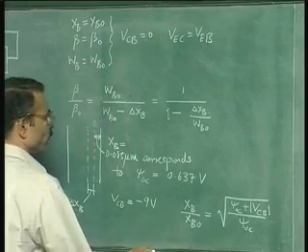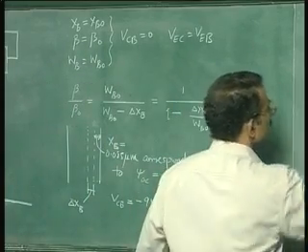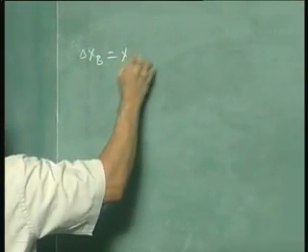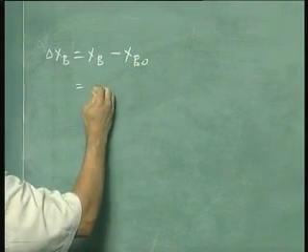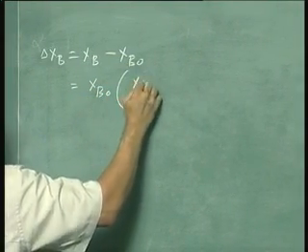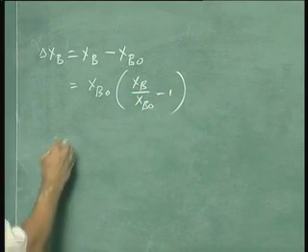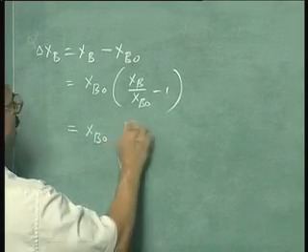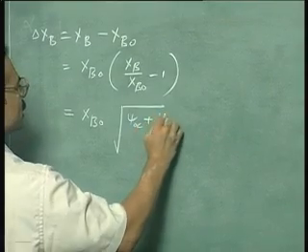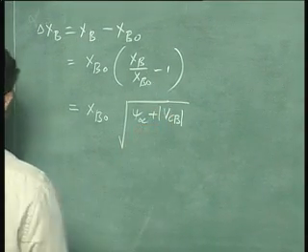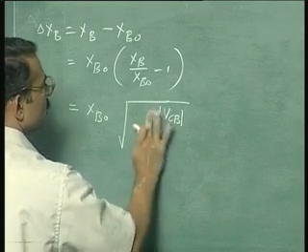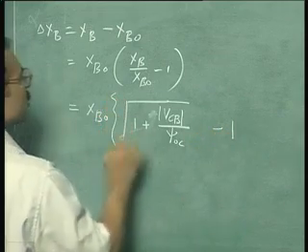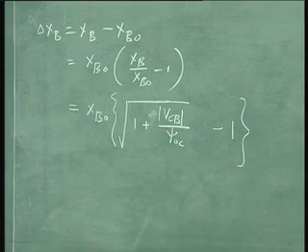So delta XB therefore can be written as XB minus XB naught, which is equal to XB naught into XB by XB naught minus 1, which is equal to XB naught into the square root of psi naught C plus VCB by psi naught C, so this also can be simplified: 1 plus VCB by psi naught C, minus 1. Okay, this is the value of delta XB.